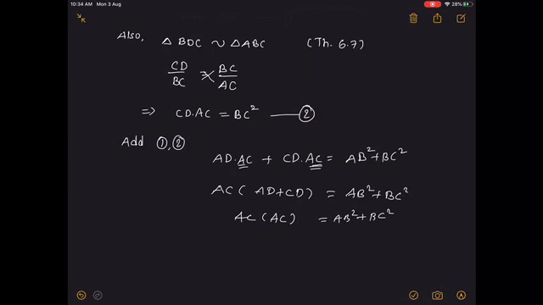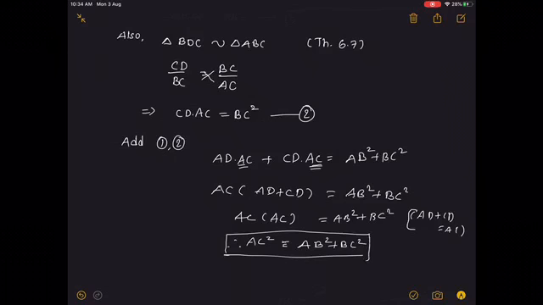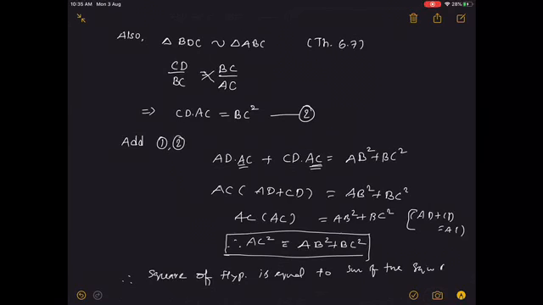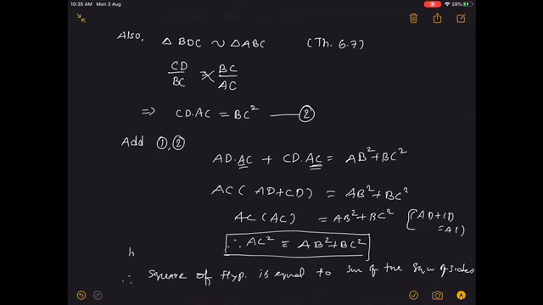Okay children, now what we can get, since AD plus CD is equal to AC, reason. So AC into AC is AC square. So AB square plus BC square. Therefore AC square is equal to AB square plus BC square. Therefore the statement is that square of hypotenuse is equal to sum of the squares of the two sides, okay, in a right angle triangle.